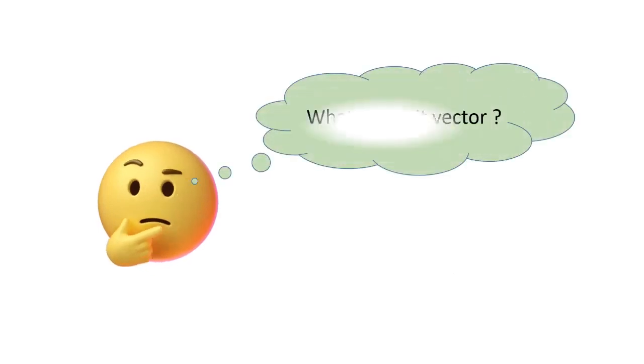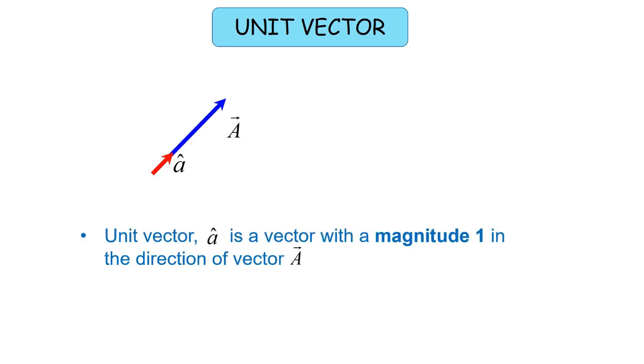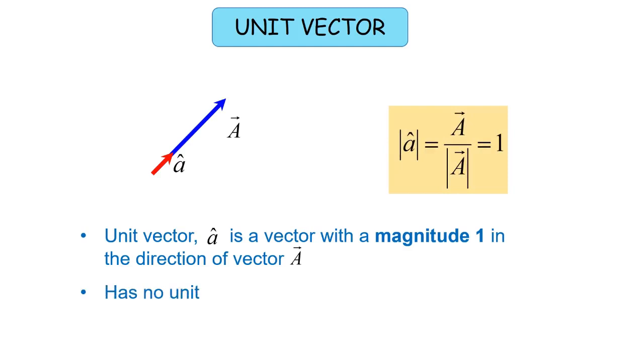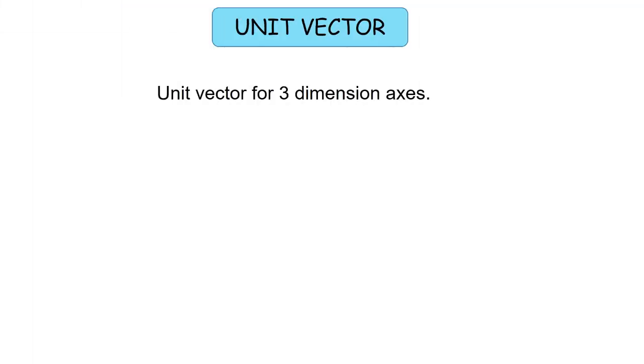But do you know what a unit vector is? A unit vector is usually denoted with a small letter and a hat. Unit vector a is a vector with a magnitude of 1 in the direction of vector A. A unit vector has no units, and it is used for showing or pointing direction. Let's look at unit vectors for the three-dimensional axis. The unit vector in the direction of the x-axis is i, j for the y-axis, and k for the z-axis.